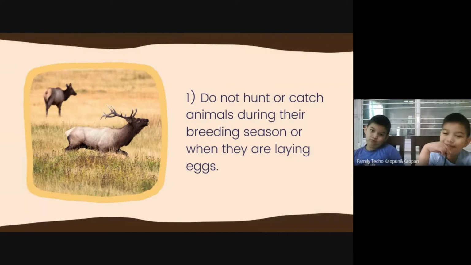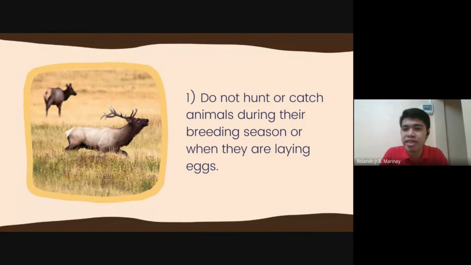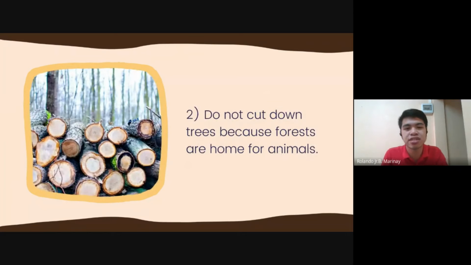Okay, I will tell you later. Just listen first. That is number one. Do not hunt or catch animals during their breeding season. Number two, do not cut down trees because forests are home for animals. Don't cut the trees, okay? When you grow older, do not cut trees. It is better to plant trees than to cut them, okay, kids?